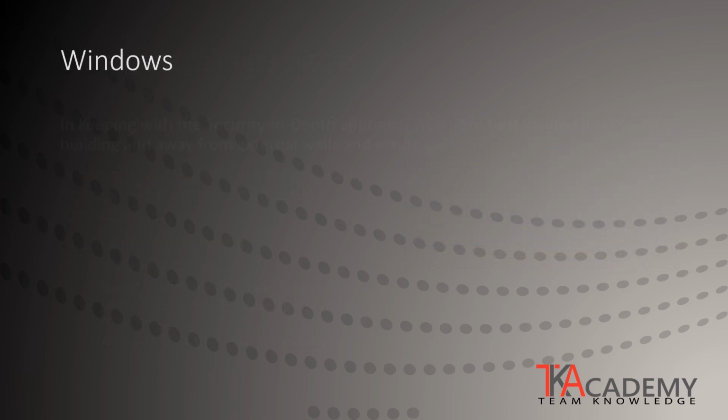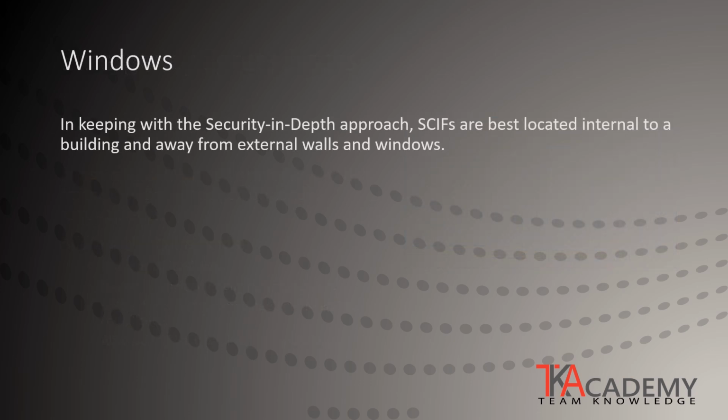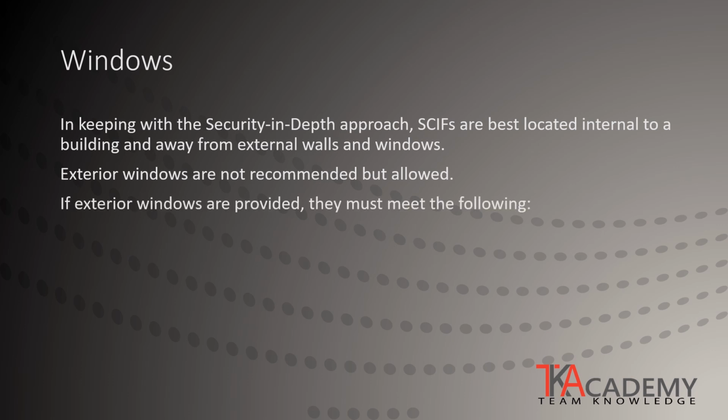In keeping with a security in-depth approach, skiffs are always best located internal to a building and away from external walls and windows. Exterior windows are not recommended within a skiff, but they are allowed. If exterior windows are provided, they must meet the following.